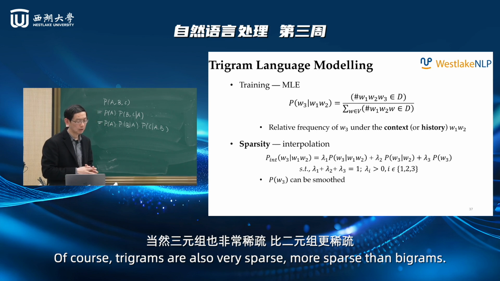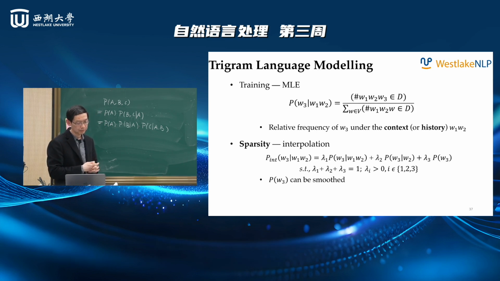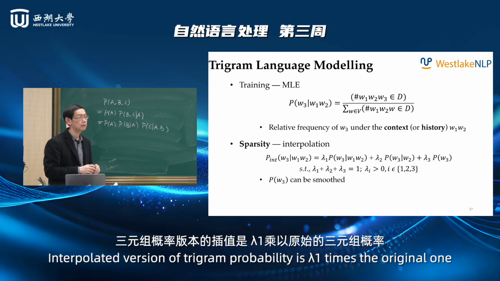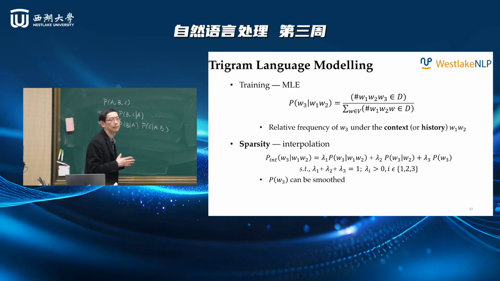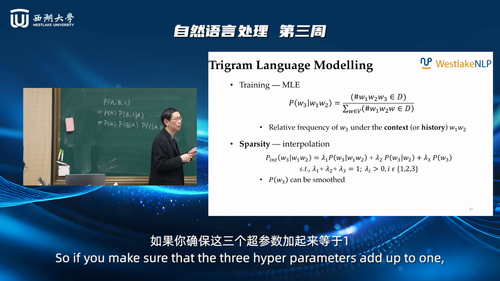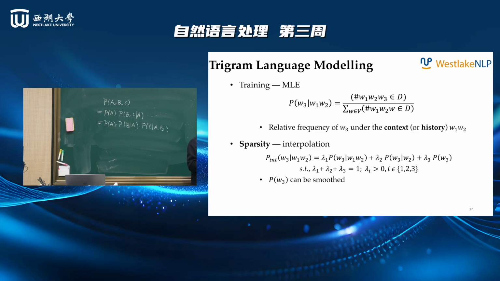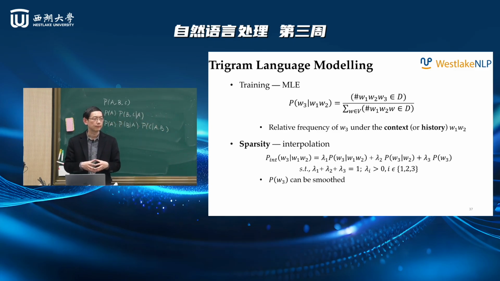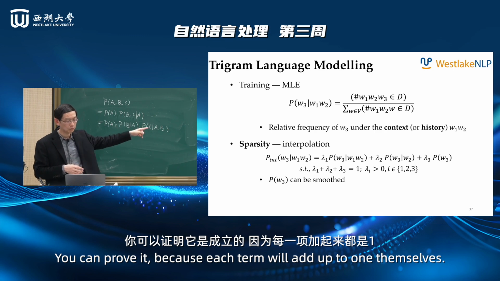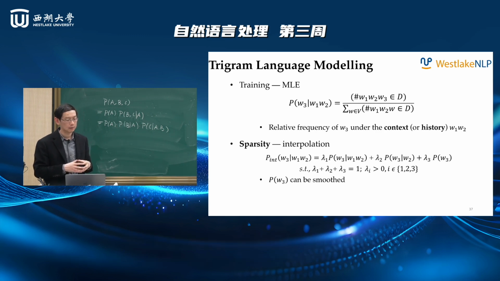Of course, trigrams are also very sparse, more sparse than bigrams. So you can use interpolation. The interpolated version of trigram probability is lambda 1 times the original one, plus lambda 2 times the bigram one, plus lambda 3 times the unigram one. If you make sure that the three hyperparameters add up to 1, you ensure that the probabilities of all W's add up to 1. You can prove it, because each term will add up to 1 by itself.